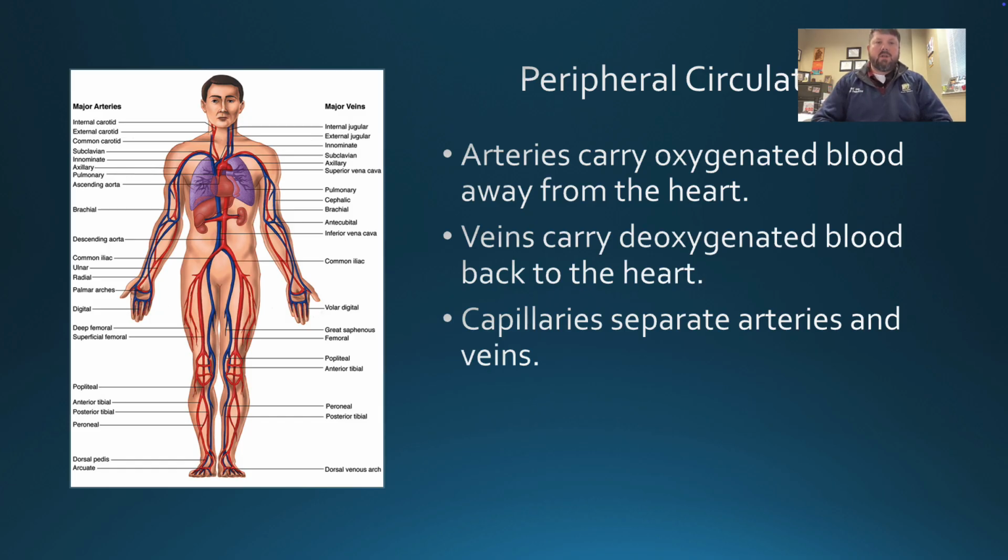So peripheral circulation or systemic circulation. Arteries carry oxygenated blood away from the heart. They are sensitive to autonomic nervous system stimulation, which would cause them to expand or contract. Blood pressure is generated by repeated forceful left ventricle contraction. Veins carry deoxygenated blood back to the heart, and capillaries separate the arteries and the veins.